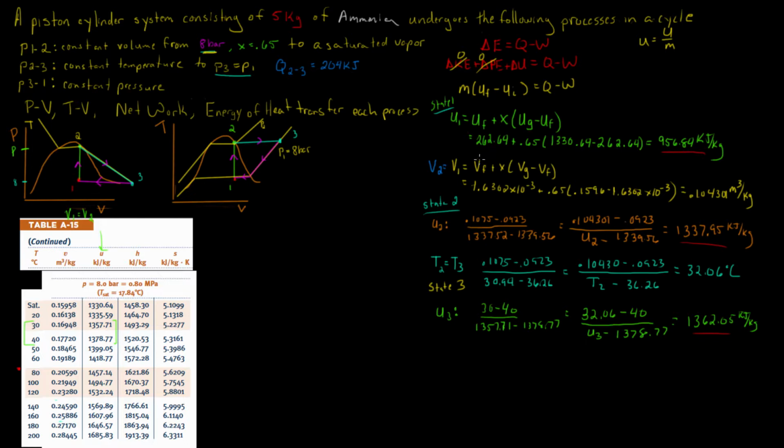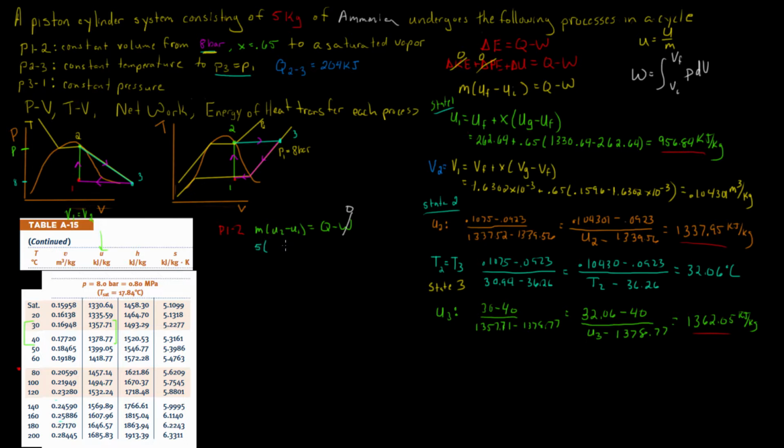And now we're going to try to figure out all our works and all our heat transfer for each process in this cycle. So let's look at process 1 to 2. For process 1 to 2, if we look at this, we have m(U2 minus U1) is equal to Q minus W. For this first process, our volume's not changing. Work is going to be equal to the integral from an initial volume to a final volume of pressure times dV. So it relies on this change in volume. Our change in volume is not happening, so work is going to be 0.